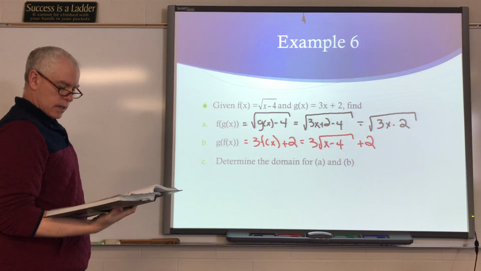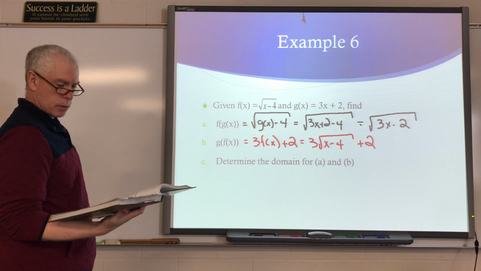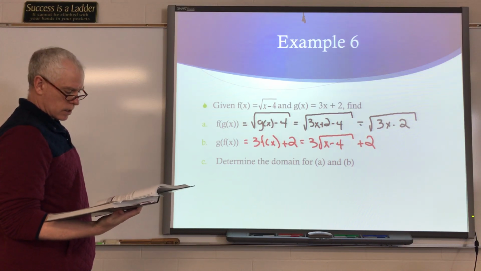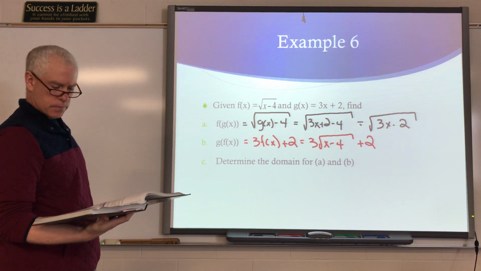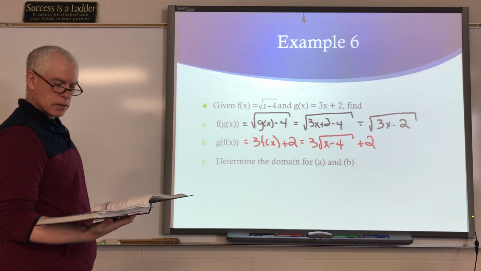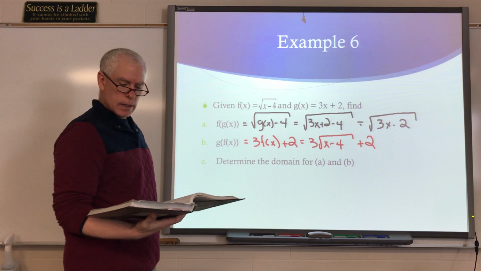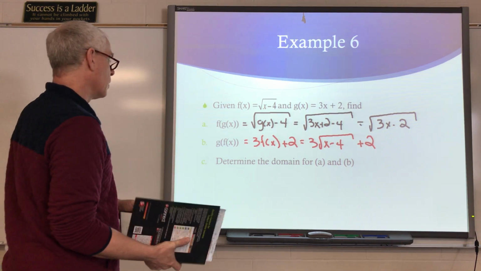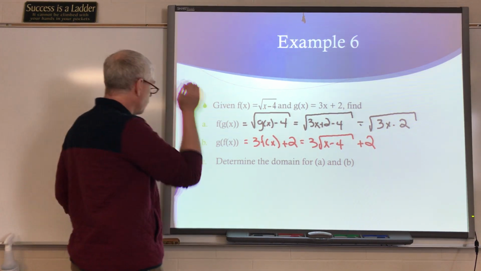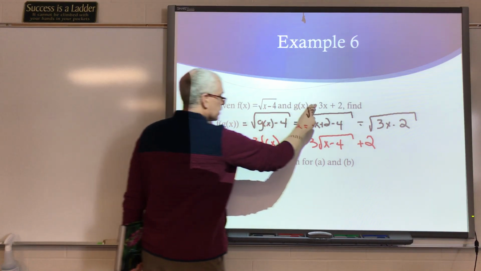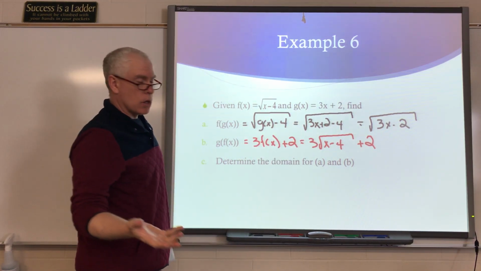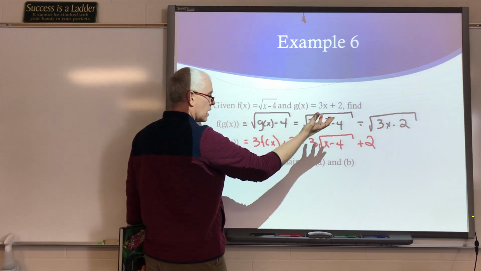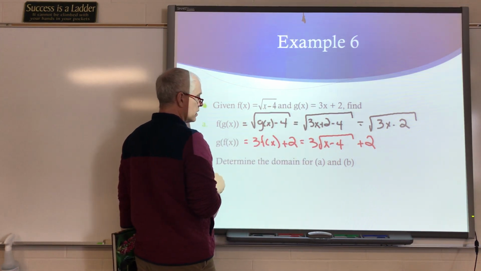For part C, on example 6, they want us to determine the domain for A and B. Okay, I added this in there. It's not a part C that's in the book, but let's talk about it. So for this one, the domain for g of x is all real numbers. The range is all real numbers, so it spits out anything I want, but it's got to satisfy this.